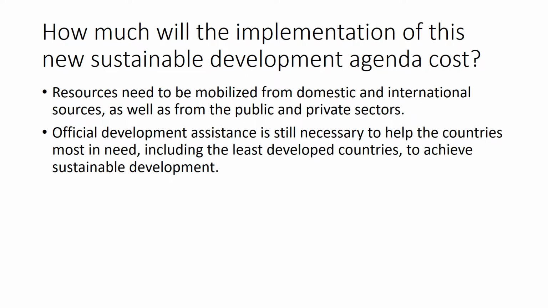So the resource needs to be mobilized from region to region. For example, maybe we need more resource in Africa, South America or Asia than in Europe and North America. So it depends on where we need the resource to be mobilized, from domestic to international, and from international to domestic sources, as well as from the public and private sector. Official development assistance is still necessary to help the countries most in need, including the least developed countries, to achieve sustainable development. As I mentioned, it depends where we need the resource, so we have to mobilize from place to other places.